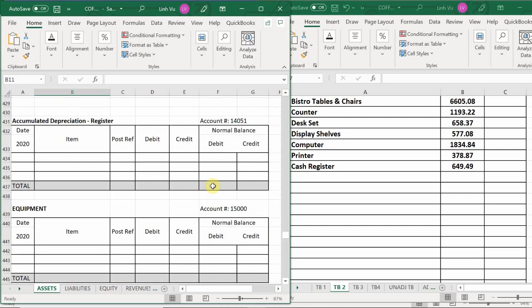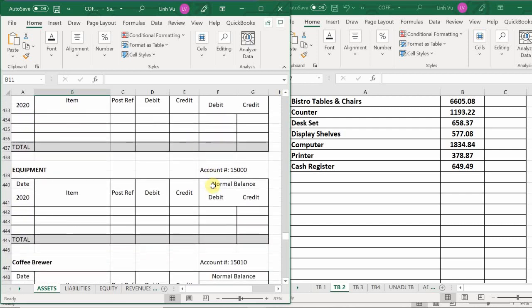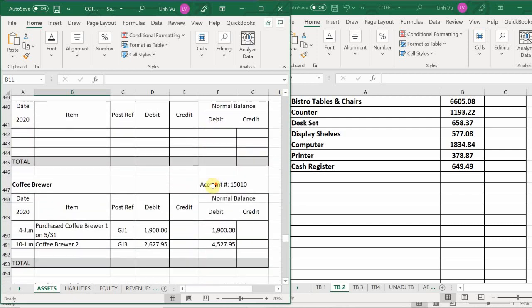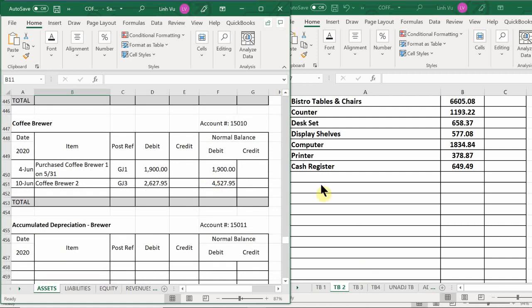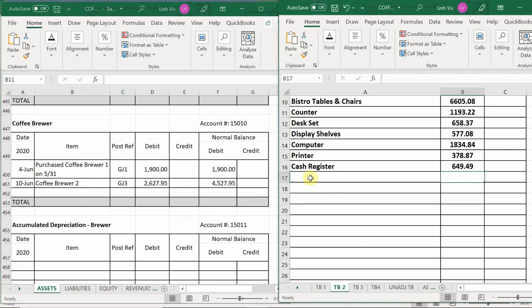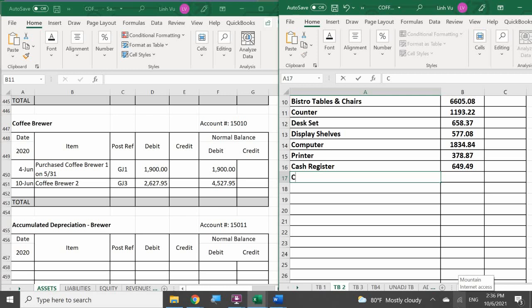Well, we don't have accumulated depreciation. Do we have any vehicles? Yes, we bought the truck. Oh, sorry, this is equipment. Do we have coffee brewers? Yes, we do. And this time we bought or transferred a second coffee brewer. So 4,527.95. Yep. Okay.